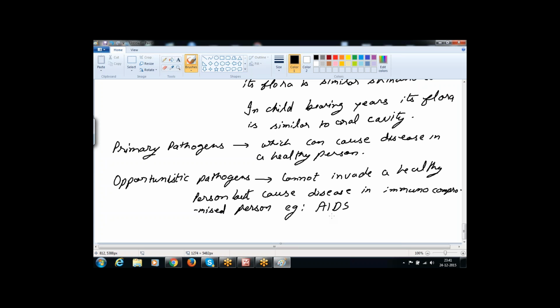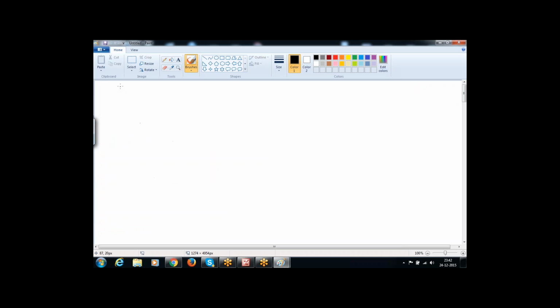Next is virulence factors. I'm going to open a new page. Virulence factors. What do we mean by that? Now, these microbes must have something which makes their entry into the body and their survival in the host possible. They should have something with the help of which they're able to hide from the immune cells, and from the immune attack of the antibodies.